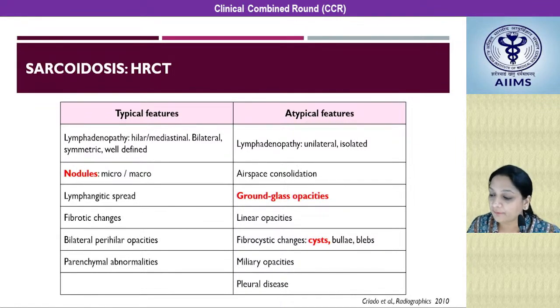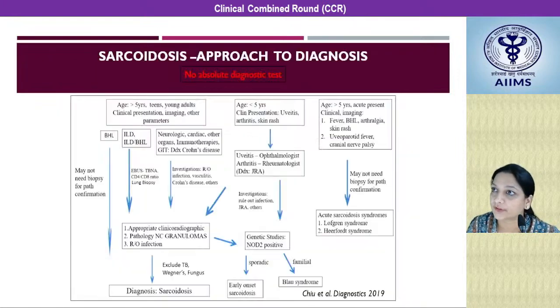In atypical features, the lymphadenopathy may be unilateral or isolated, or there may be GGOs or cysts, like in our case. I have highlighted them in red. So these were some of the typical and atypical features of sarcoidosis in our patient.